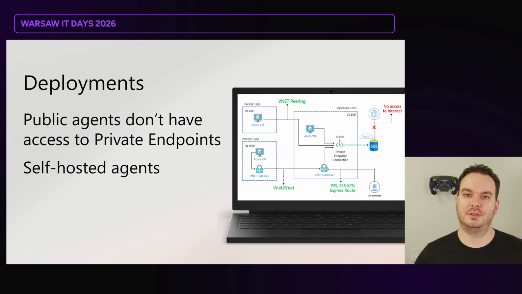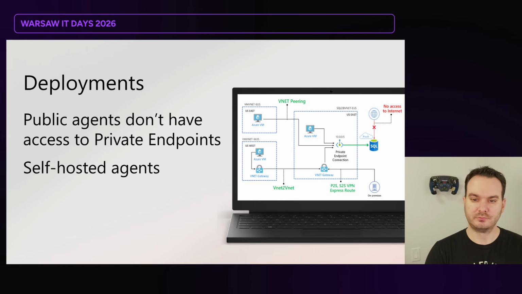So the solution for this kind of problem is to have a self-hosted agent. This means we have an agent that is running within our VNet or in a peered VNet, and therefore the agent can connect over the private IP address to our service.